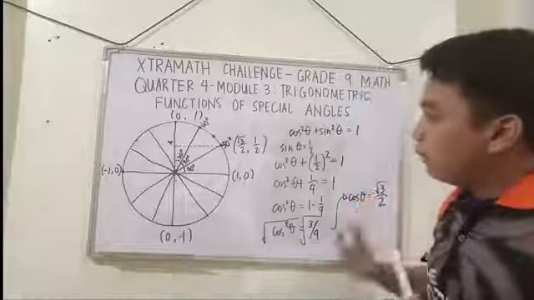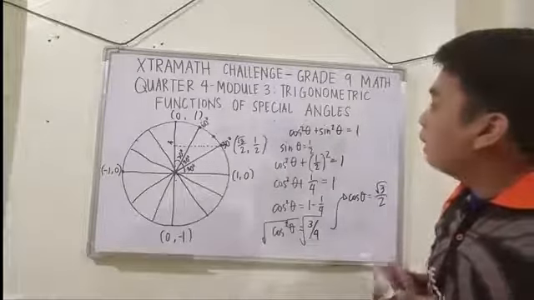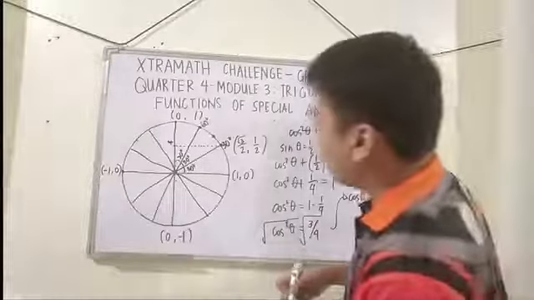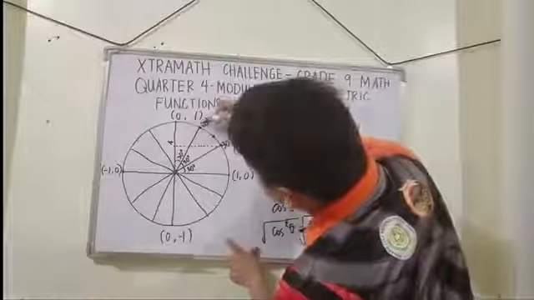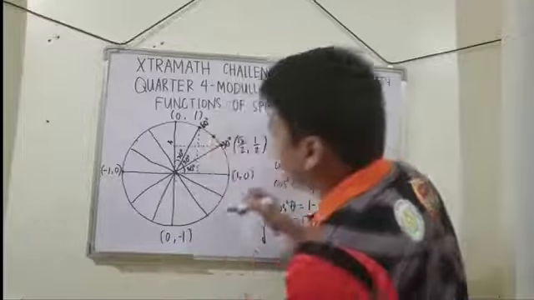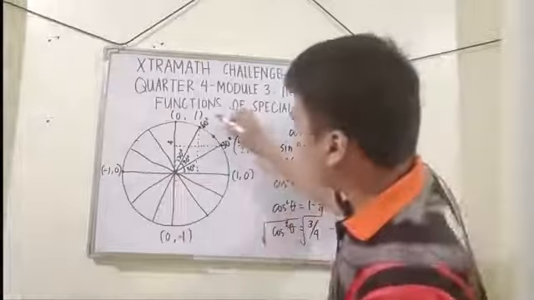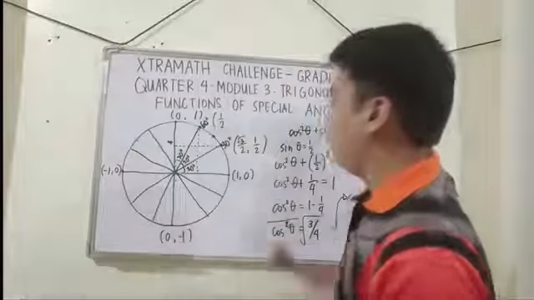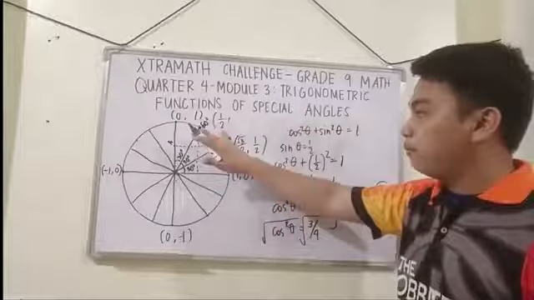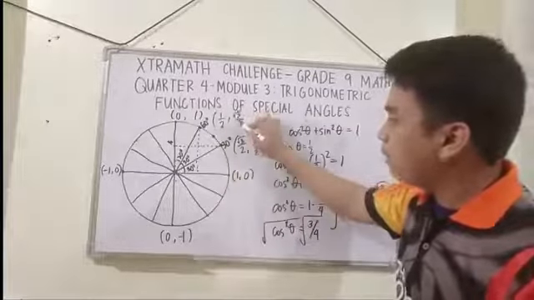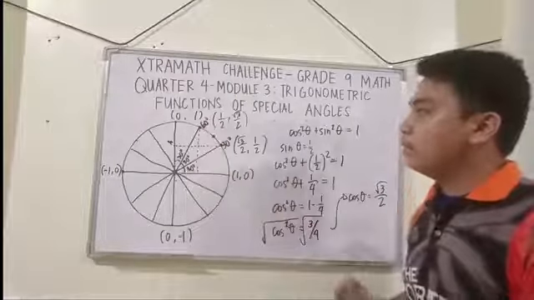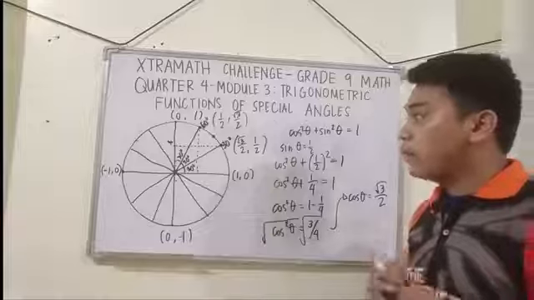So now, how are we going to find the trigonometric functions of the 60 degrees? If you go to 60 degrees, the x-coordinate of 60 degrees lies exactly at 1/2 of the radius of the unit circle. So that means that the x-coordinate is equal to 1/2. So similarly, the y-coordinate of this point must be equal to square root of 3 over 2. So the coordinate of 60 degrees is equal to 1/2, square root of 3 over 2.